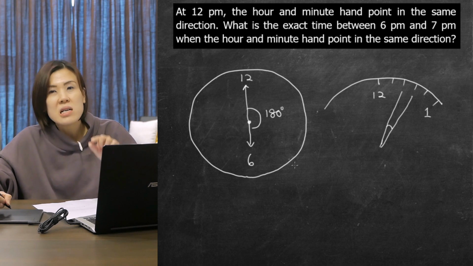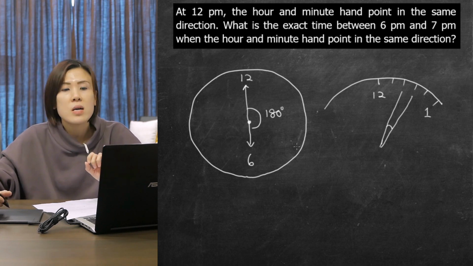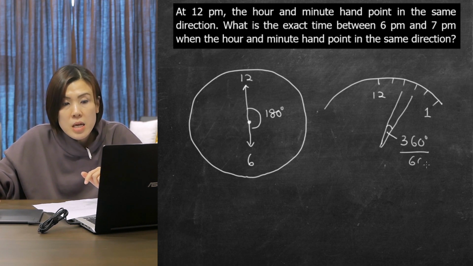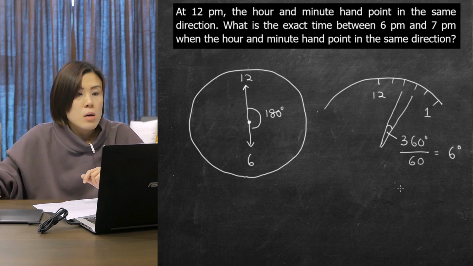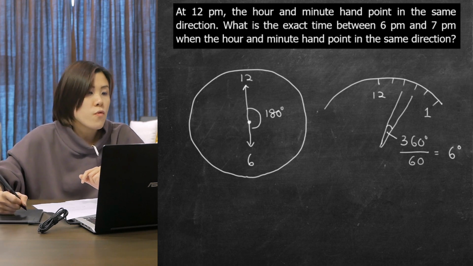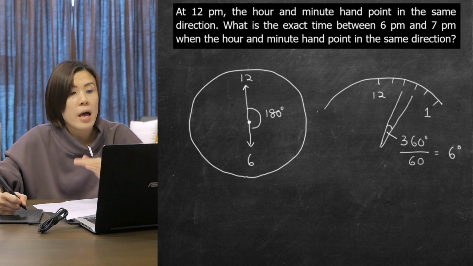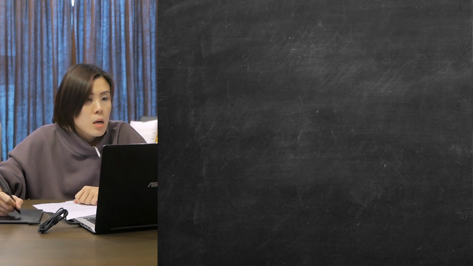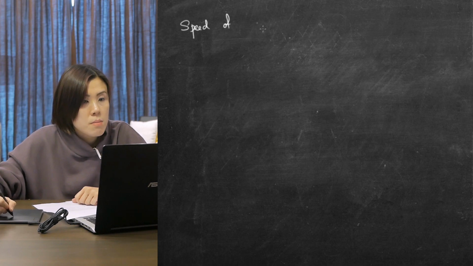To find the angle in each interval, we can use the total angle in the circle, which is 360 degrees, divided by 60 intervals. Then each interval is 6 degrees. Okay, so next we will need to find the speed of the minute hand and hour hand. Let me put down the speed of the minute hand.